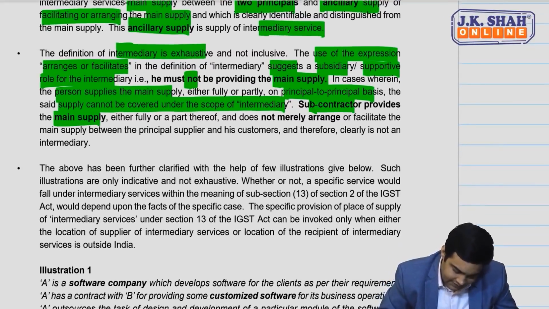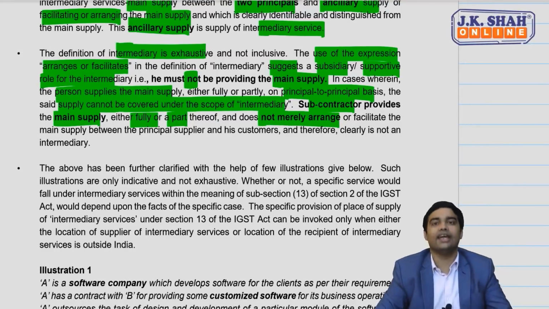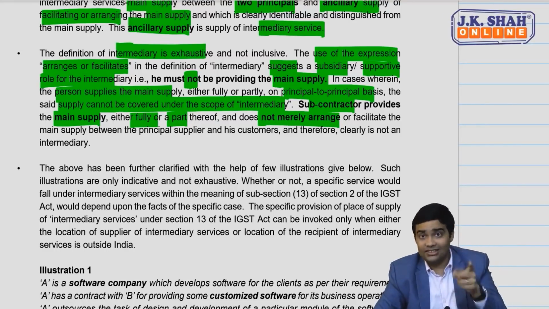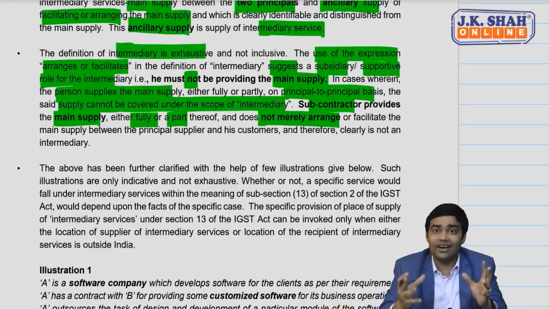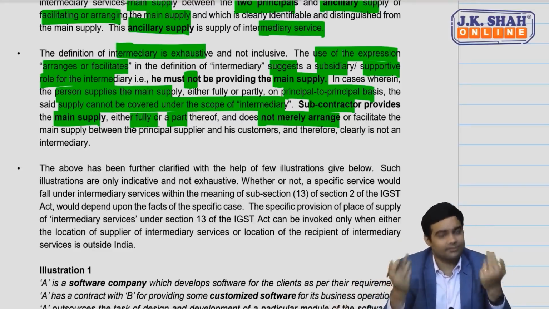Subcontractor provides the main service either fully or in part and does not merely arrange or facilitate. I have not just arranged, I am actually providing that service. Subcontractor will provide the service. Okay.